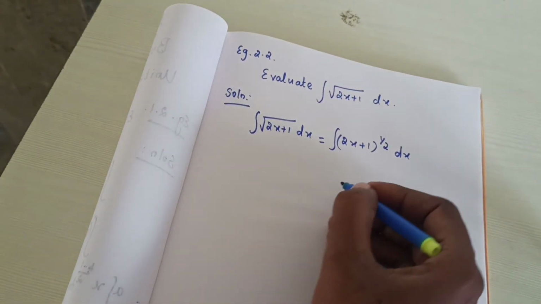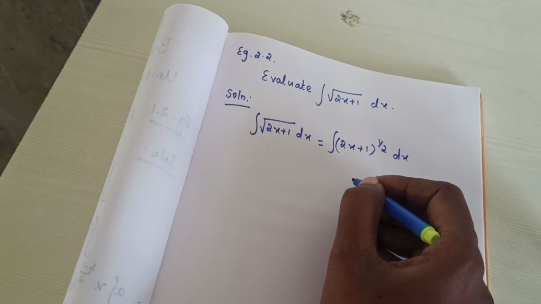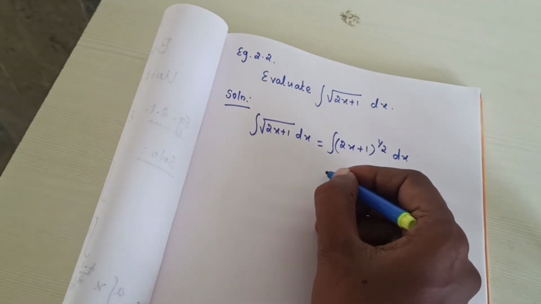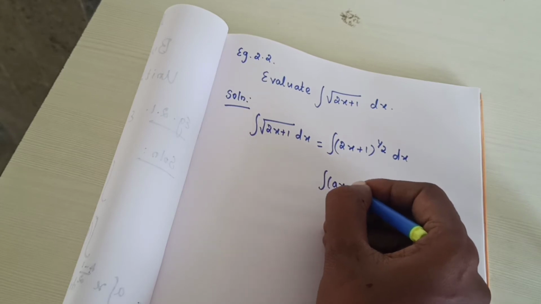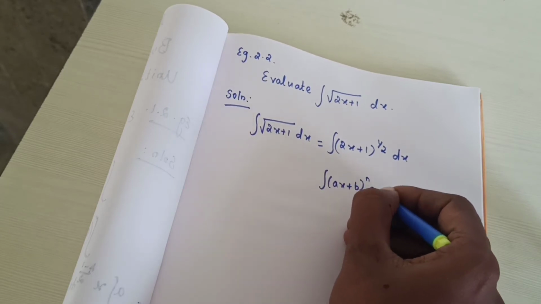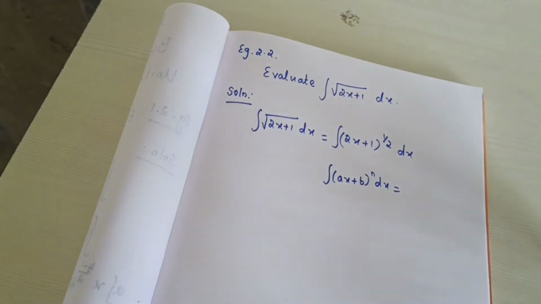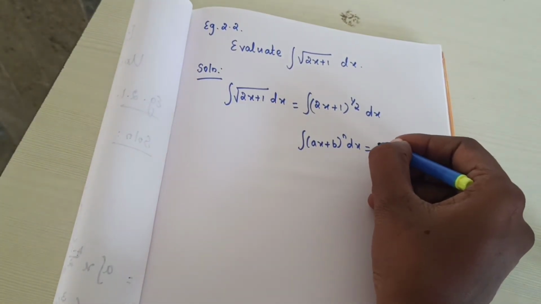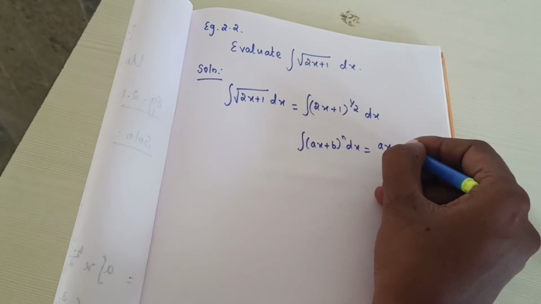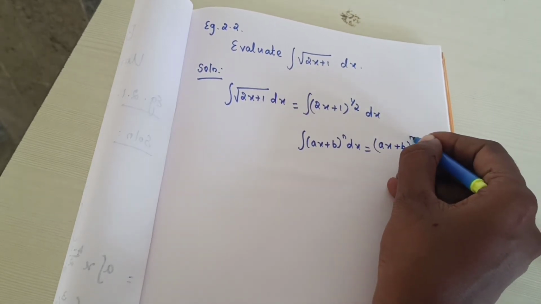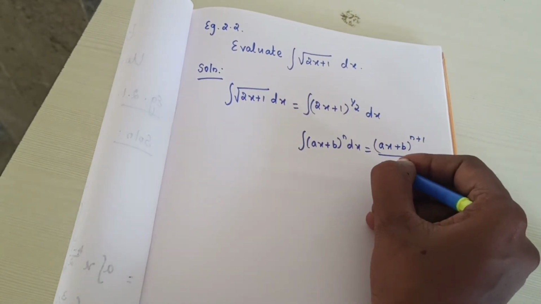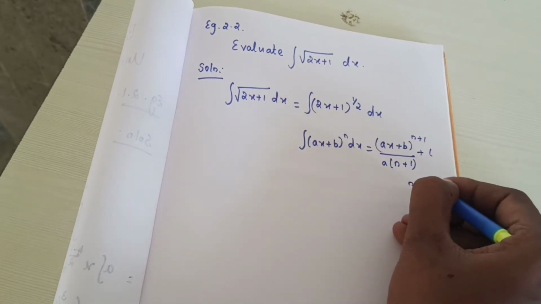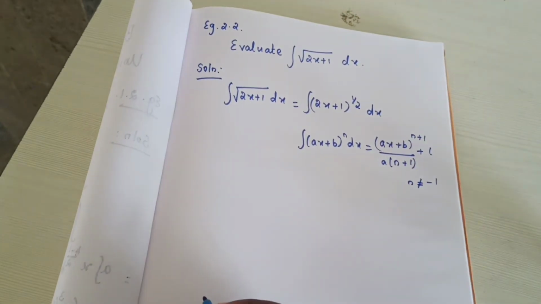Now it is in the form of that type one I taught you, two formulas. Is it right? So I am writing the formula here. That is integral of ax plus b the whole power n dx is equal to, what's the formula? ax plus b the whole power n plus 1 divided by a into n plus 1, plus c. That is n is not equal to minus 1. We are going to use this.